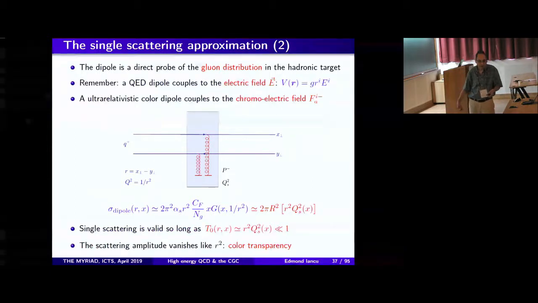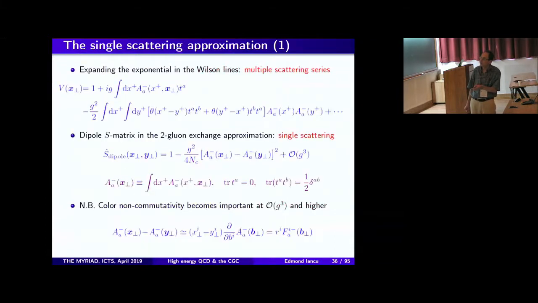In order to restore unitarity, you have to include multiple scattering. Don't forget that the Wilson lines were unitary. They were unitary matrices. But when I expanded that like that, I broke the unitarization, because this truncation of the Wilson line is not unitary anymore. So by making a single scattering approximation, I have explicitly broken a property which is built into the Wilson line. I had unitarization, I just broke it by hand. I have to return to multiple scattering.